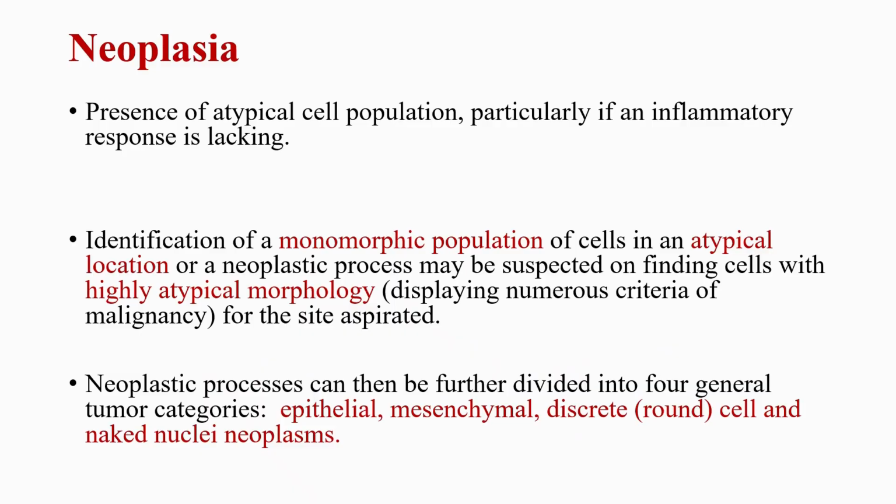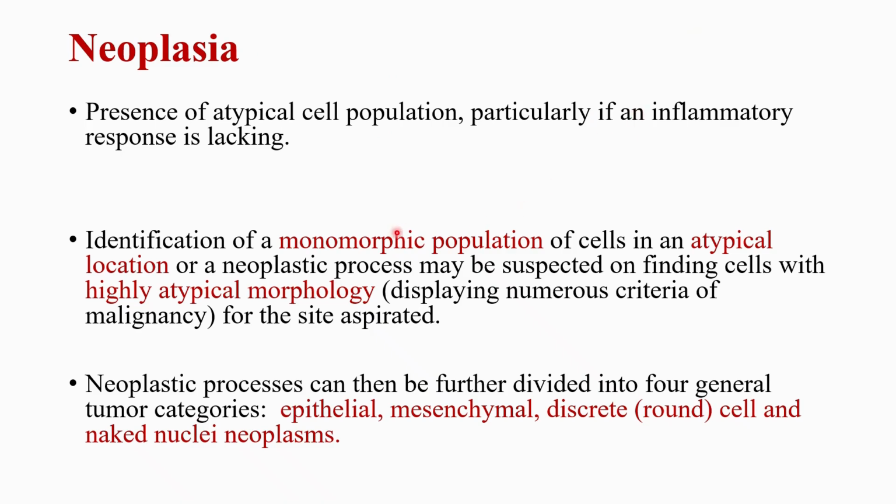Next we will learn about neoplastic cytology. It is characterized by the presence of an atypical cell population, especially when there is little or no accompanying inflammatory response. That's the important thing we have to look at, which type of cell population is predominant. Usually in a neoplastic condition, there will be little or no inflammatory response.